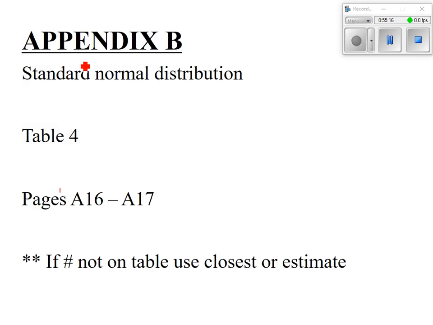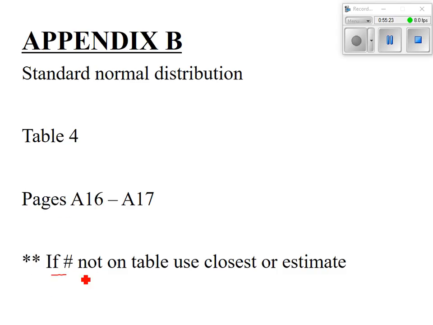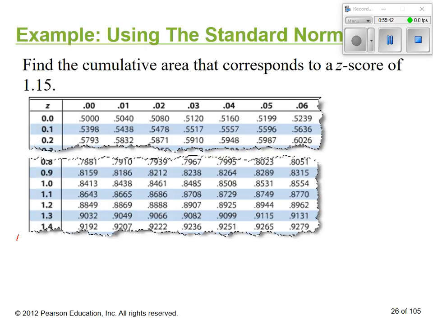All right, on the table, that's that table there. This is what I ran off for you. If the number that you're looking for is not on the table, like you're looking for a z-score of 2.15 and it's not on there, get as close as you possibly can. 2.15 is on here, but we'll talk about that in a second. So looking at this table, to find the area.